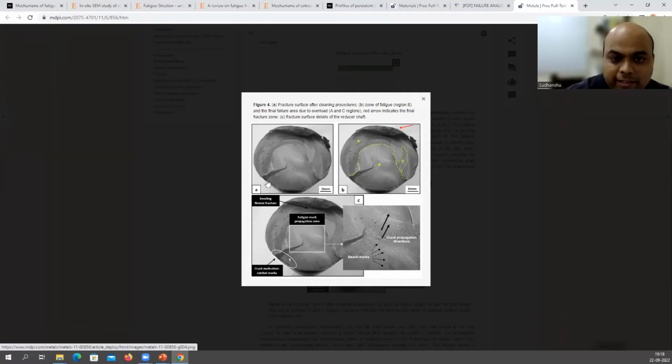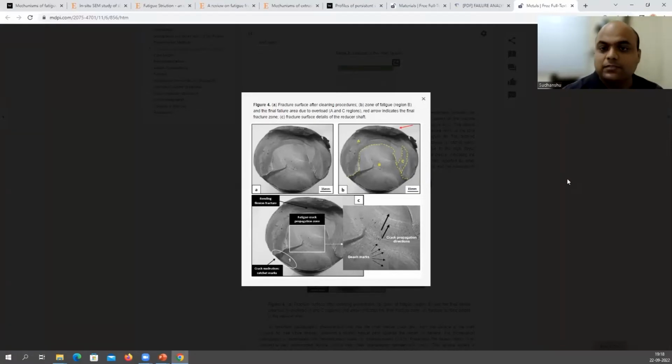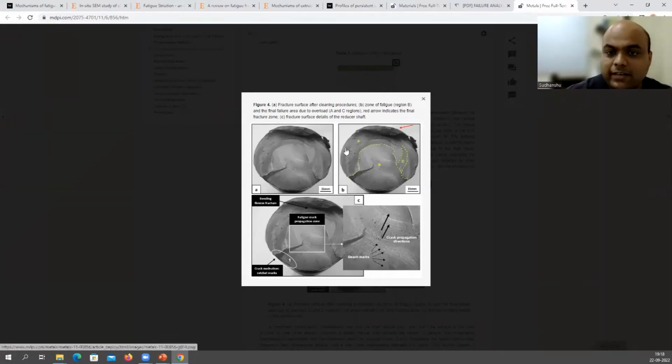You can clearly see here your crack initiated and this region is your fatigue region. And then you have fast failure here, a rough surface. The fatigue region is marked in yellow, right? So this is your fatigue region. And here it is your fast fracture, or final fracture.